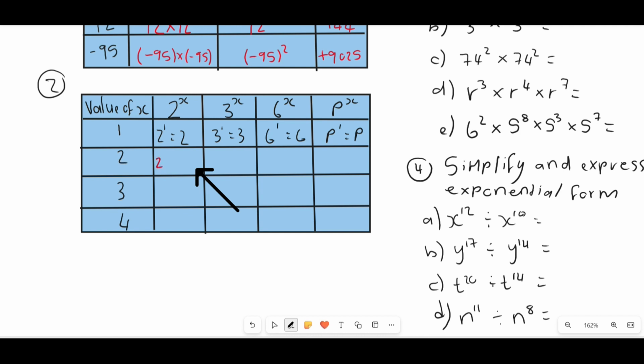Now this one would be 2 to the power of, what is x, the value of x here? 2, which then gives us the value of 4. And in this one, it would become 3 to the power of 2, which is 9, because 3 times 3 is 9. And here it would be 6 to the power of 2, giving me 36, because 6 times 6 is 36. Here is the number p to the power of 2, which we all know cannot be written any further than that. P squared is just p squared.